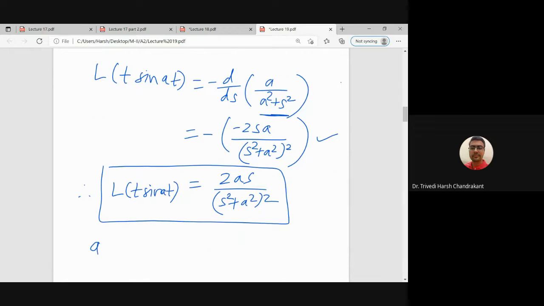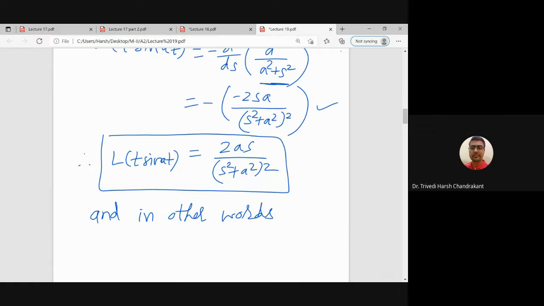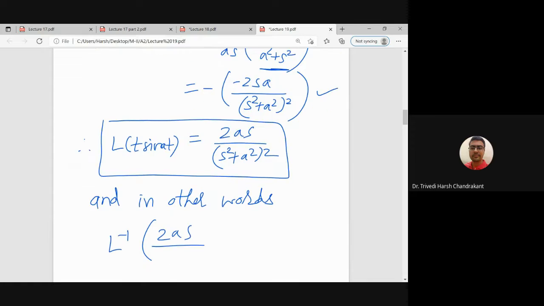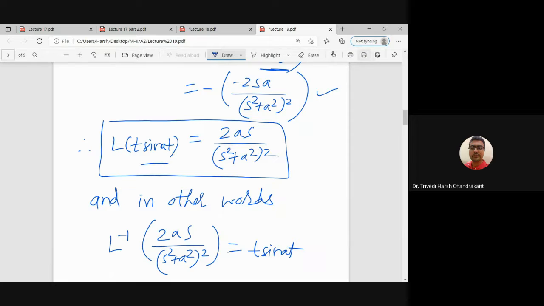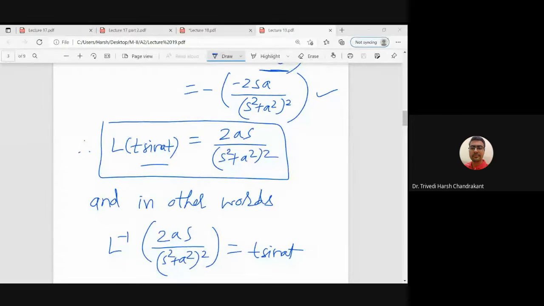So in the other formula, in terms of the inverse, whenever we have this type of term and we want to find the inverse, it will be this function. Okay, so I think we can stop here for today's lecture.